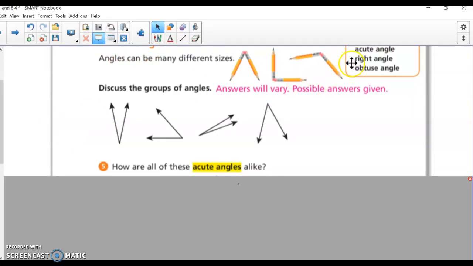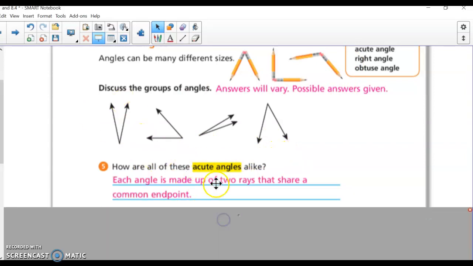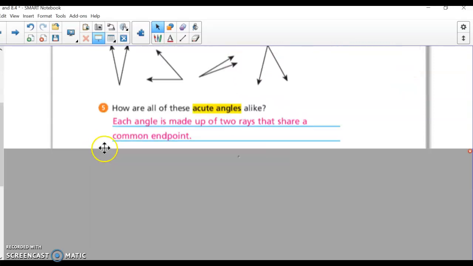And so acute, right, and obtuse. How are all these acute angles alike? Well, they all have two sides, and we call those sides rays. A ray starts at a point and then goes on forever. That arrow says it goes on forever and ever. Okay, so all of these angles have two rays or two sides to it, and they all come to a similar point. Okay, the end of the ray always starts at a common endpoint, we call that. And so that's how they're alike.